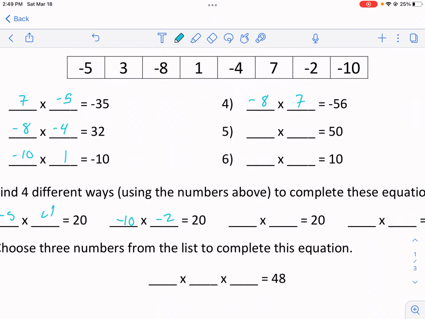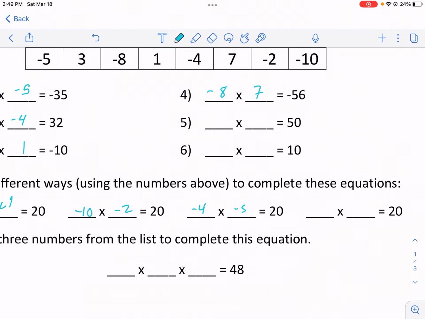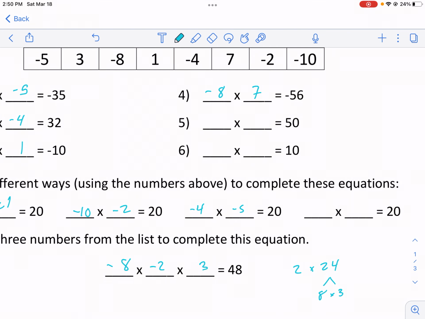And then last one, choose 3 numbers from the list to complete this equation. Let's see if I can help you out with this one. Okay, so I would try to use a 2. If we have 2, 2 times 24 gives us 48. And then I know that 8 times 3 gives me 24. So I know that 2 times 8 times 3. Problem is it's positive 48, so we're going to need a negative, that will be positive, and then we have a positive 3. It will stay positive.